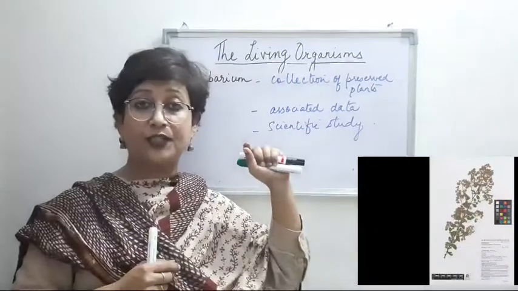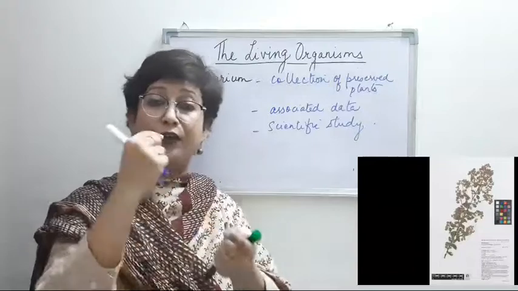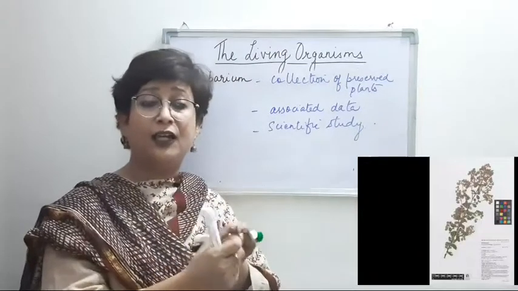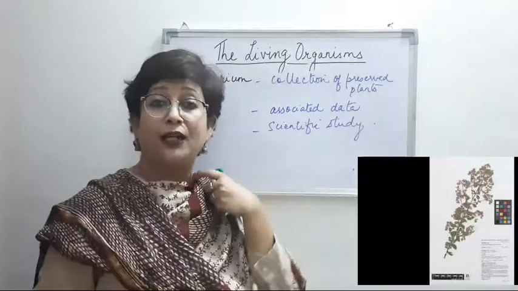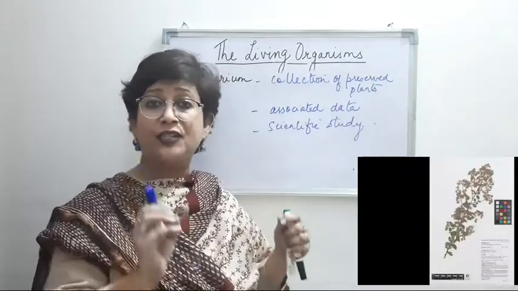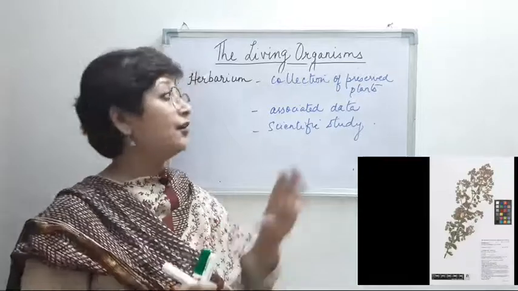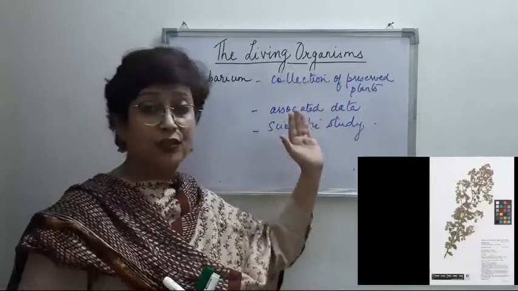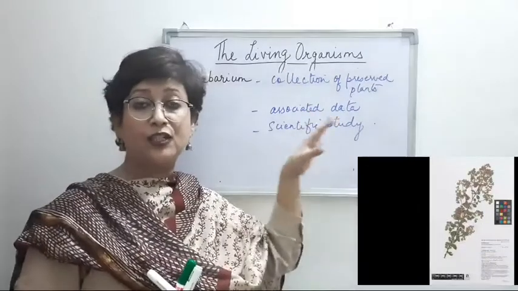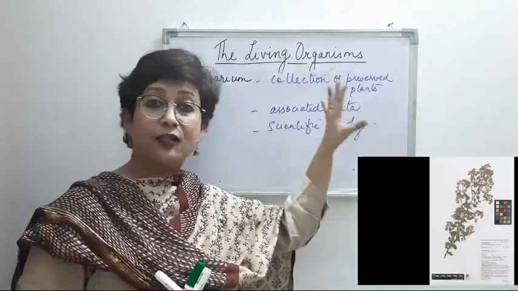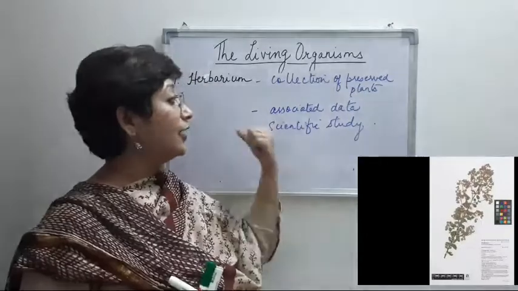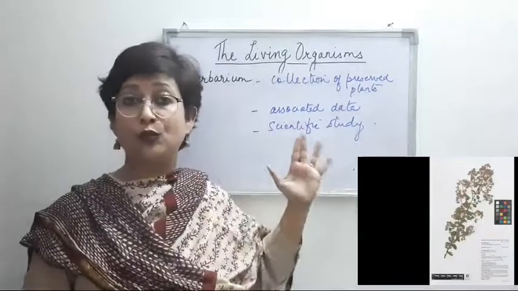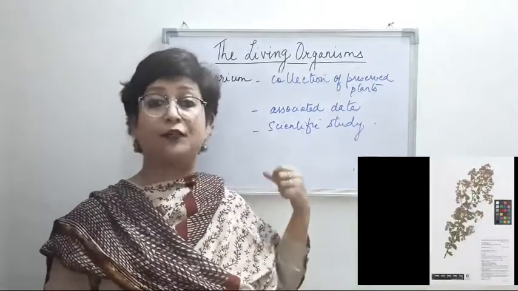What is this associated data? All knowledge about the plant: from where it has been collected, who has collected, what is the habitat in which that particular part of the plant is found. So all these details, right, are written on the herbarium sheet where the plant parts are mounted. So that is what a herbarium is, and this is used for scientific purpose, for scientific studies.